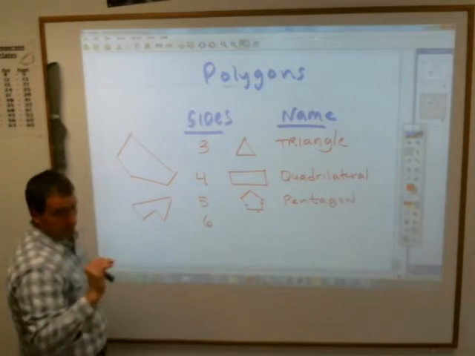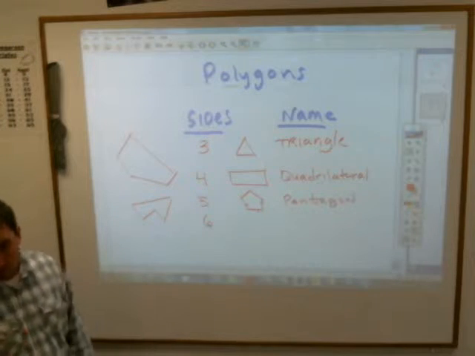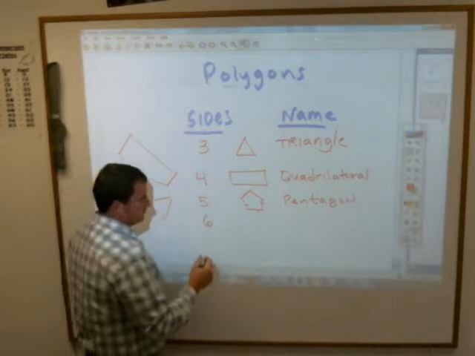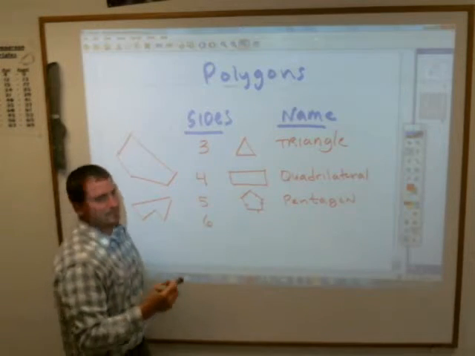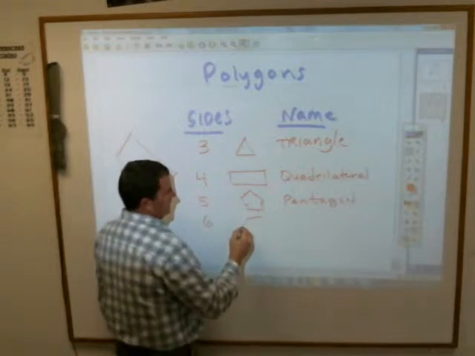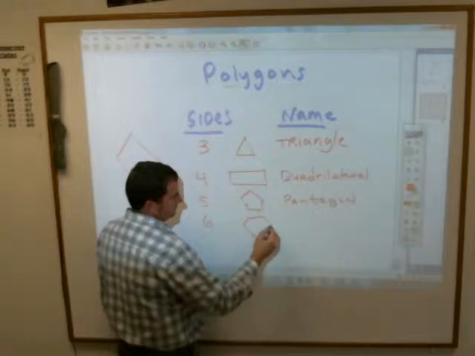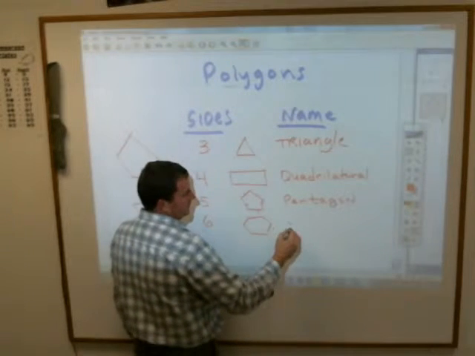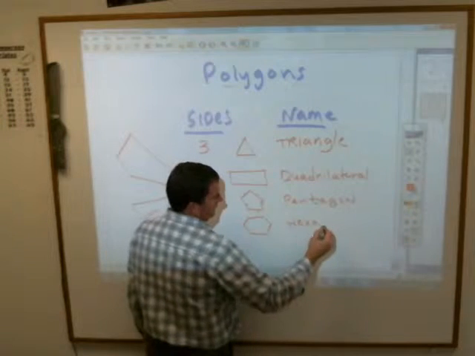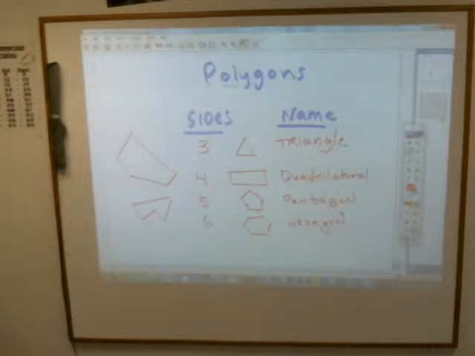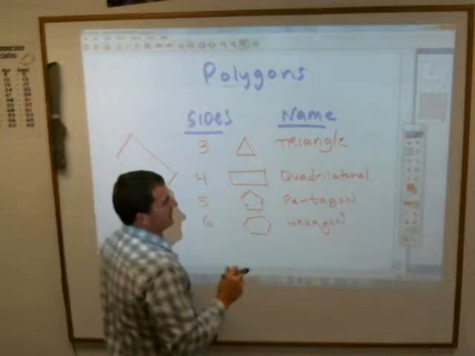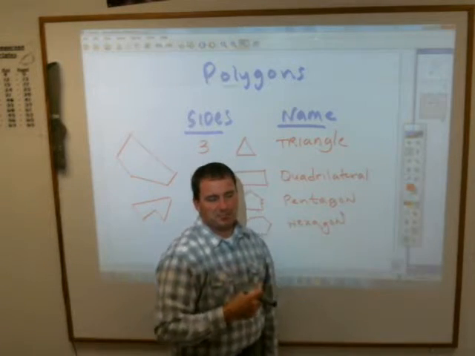6-sided shape. 6 sides. Sixagon? Not quite. How about a hexagon? What do you think about when you think hexagons? There's one place where you see it a lot. Stop signs? Nope, stop signs are not actually hexagons. We're getting to stop signs.